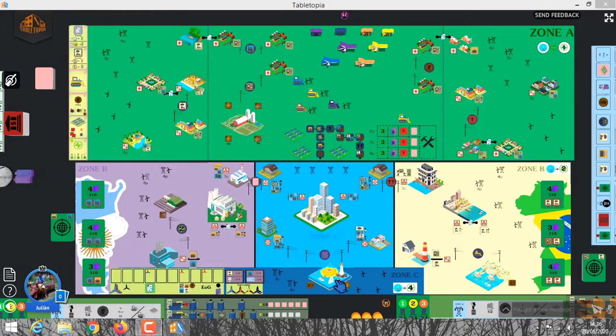The central sector is Zone C. Zone C is the capital of Uruguay, Montevideo, with 1.5 million people. It is the biggest city in our small country. Zone C has a land area and an ocean area. For game purposes, it's all the same.